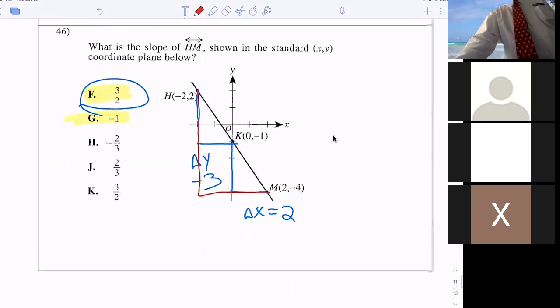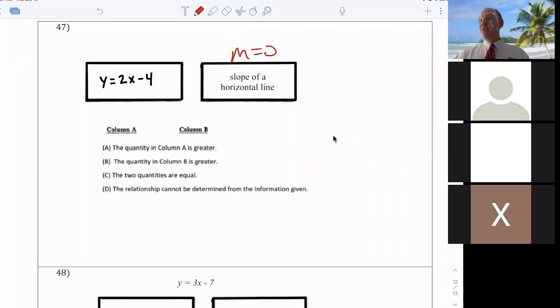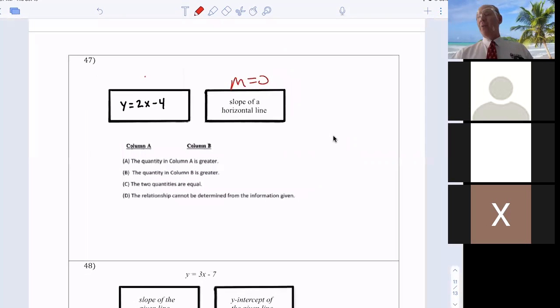All right, here we go. Let's move on to the other SAT, 47. What's the slope of a horizontal line? 0, thank you. And what's the slope of 47? Negative. What's the slope of, I made a mistake on this, guys. This is supposed to be, what's the slope of A? I didn't do a very good job writing this question, guys. I'm sorry. I'm asking, what's the slope of column A?